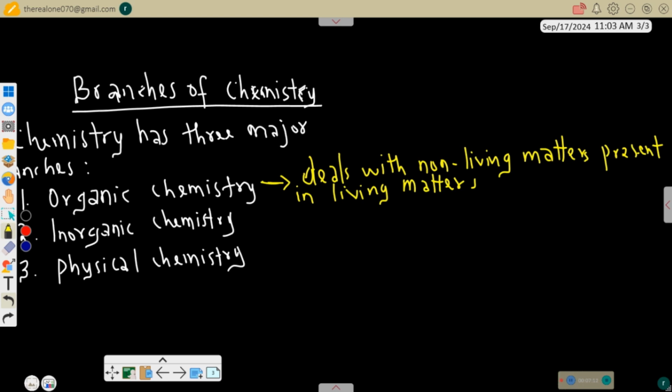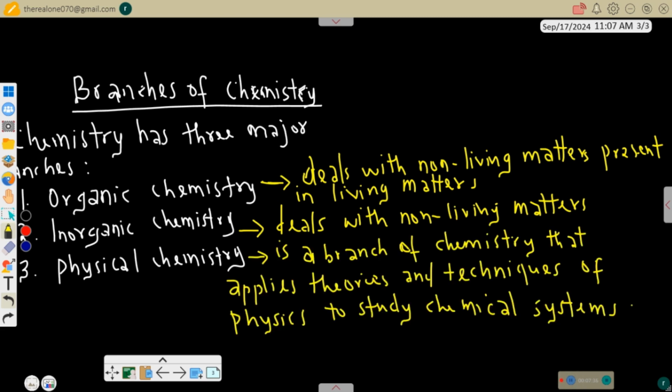Now, inorganic chemistry deals with only non-living matter, even though this definition also is not acceptable in the modern world. Now, physical chemistry is a branch of chemistry that deals with the application of theories of physics to study chemical systems. So, under physical chemistry, this is where both physics and chemistry connect. This is where they both connect.